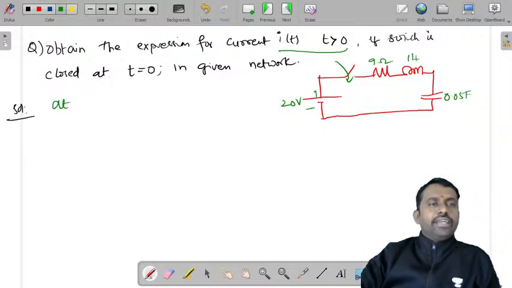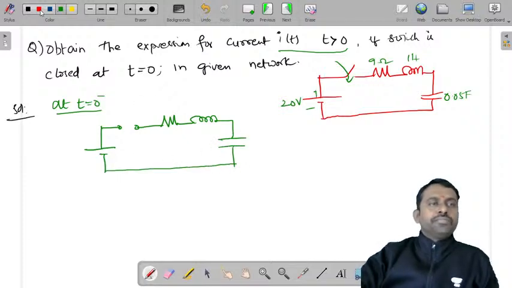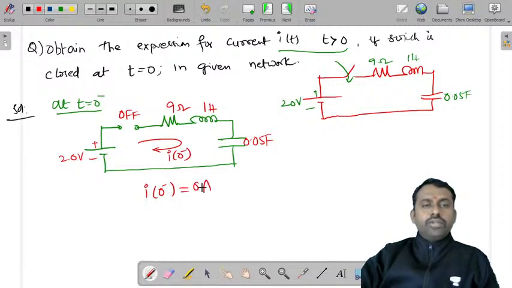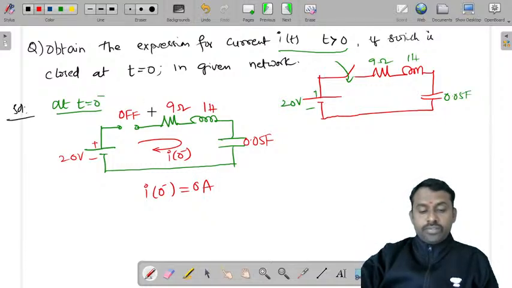So first we'll write at t is equal to 0 minus. At t is equal to 0 minus, the switch is off. When the switch is off, this is 20 volts, resistor 9 ohms, inductor 1 Henry, capacitor 0.05 farad. So what is the value of I of 0 minus? I of 0 minus through this loop is equal to 0 amperes.